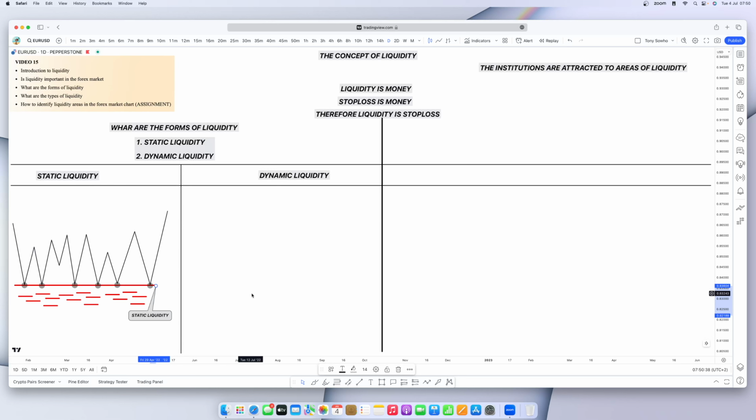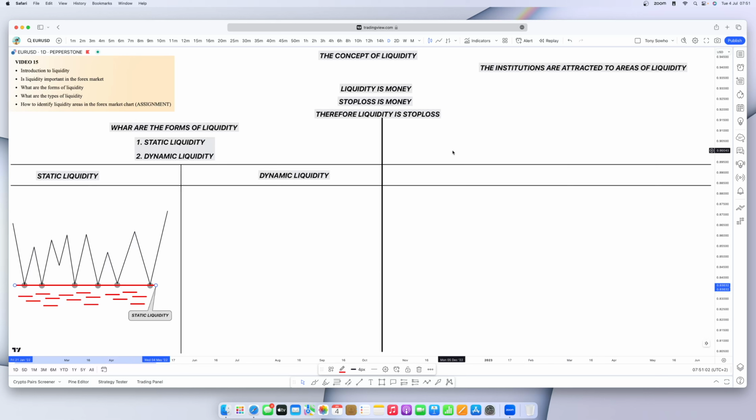Like if you check this baseline now, if you go to the right, the price is at 0.83632 in this area here. This is a static liquidity. Can you see it now? All of this area here, all the liquidity is below that area. So this is liquidity. And the institutions like to come for liquidity. Remember, the institutions are attracted to areas of liquidity.